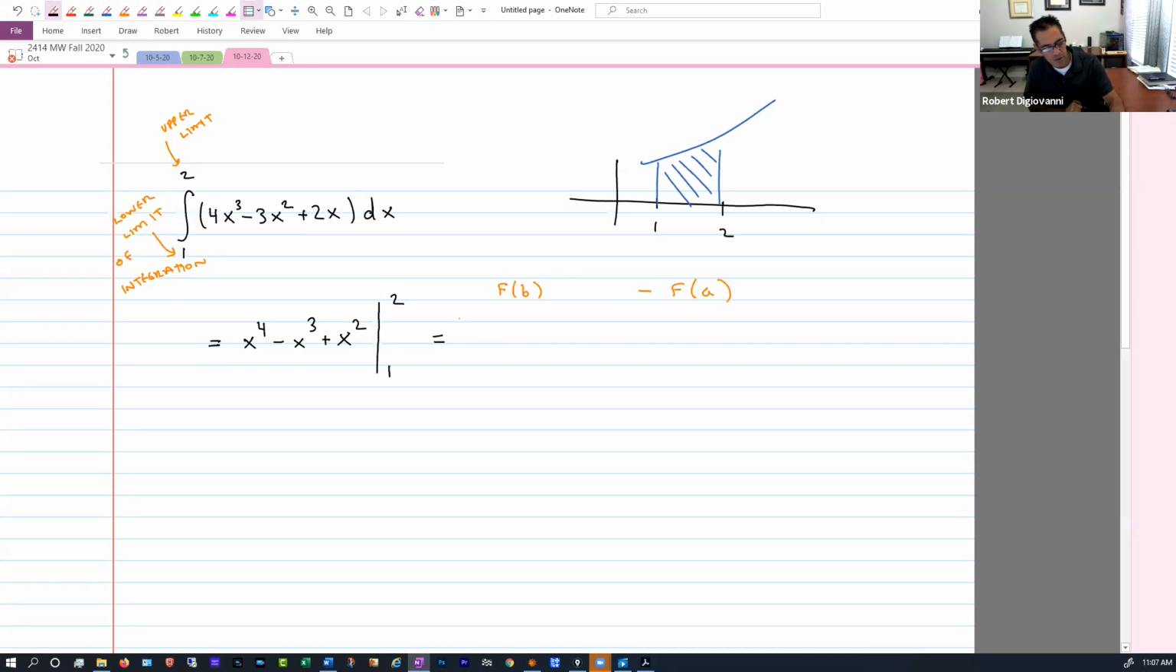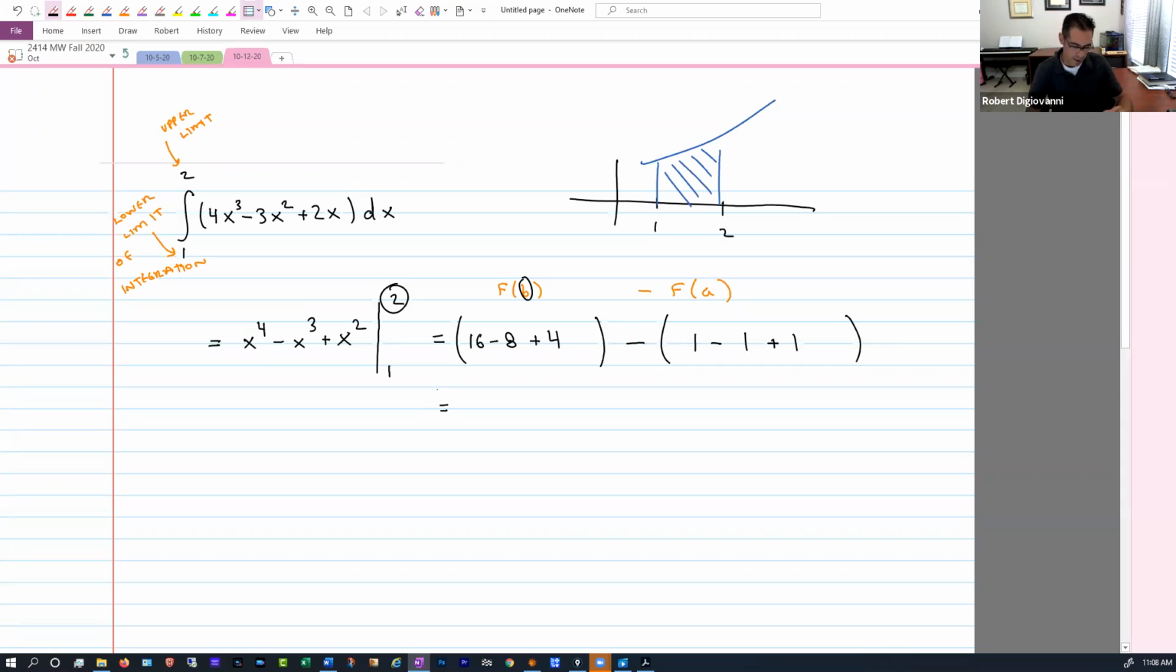And I like to always just put 2 big sets of parentheses. And then I'm going to just plug my numbers in. So I'm going to plug 2 in for x first. You always start with the upper limit of integration. That's your b. So we plug 2 in there. What do we get? 2 to the 4th, 16, minus 8 plus 4. And then we plug 1 in, which gives us 1 minus 1 plus 1.